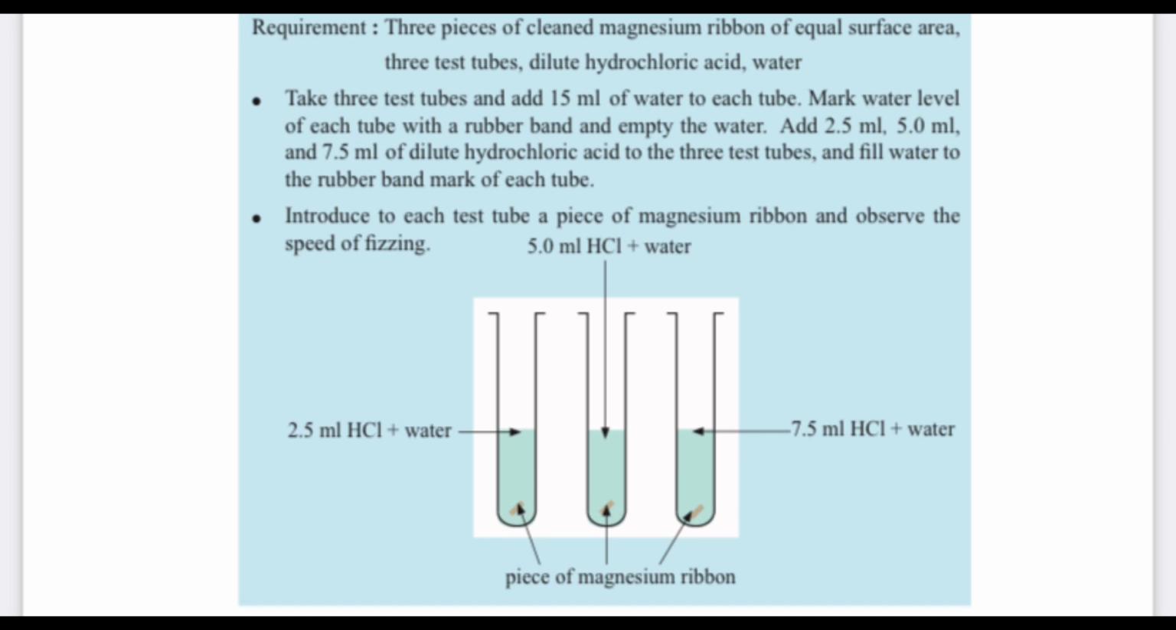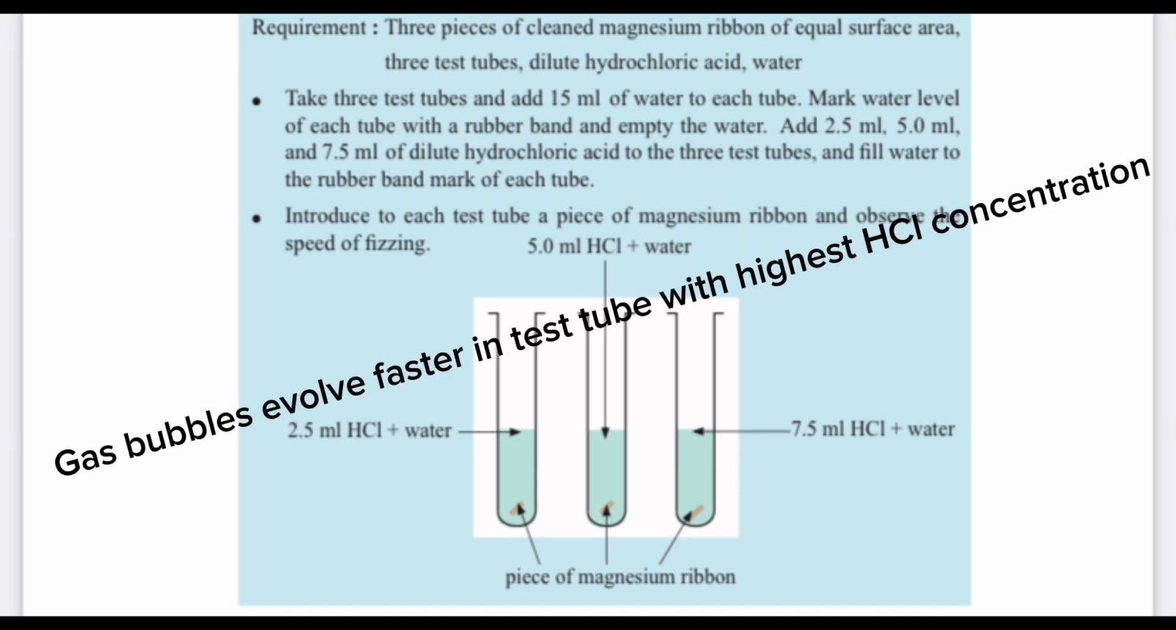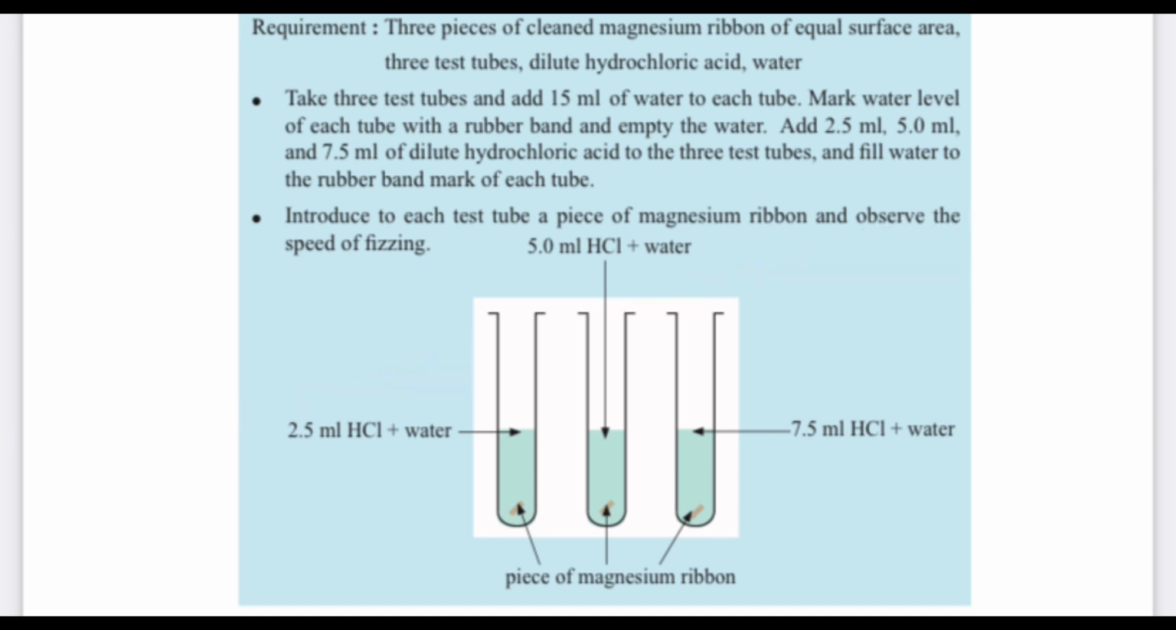When the concentration of the reactants increases, the rate of reaction will increase. Here we can observe that the solution with the highest concentration of HCl will have the highest rate of reaction. The amount of gas bubbles evolving in the highest concentration test tube will be faster, happening rapidly. When the concentration increases, the particles in a unit volume will increase and it will increase the rate of reaction.